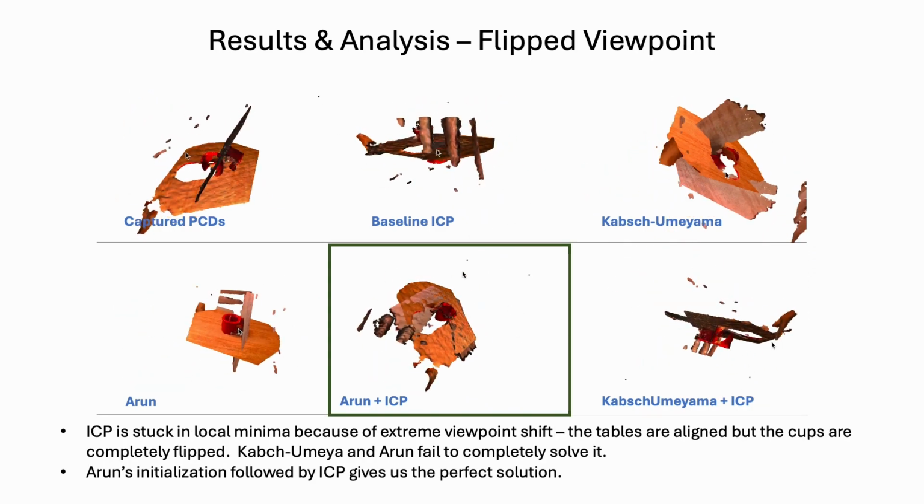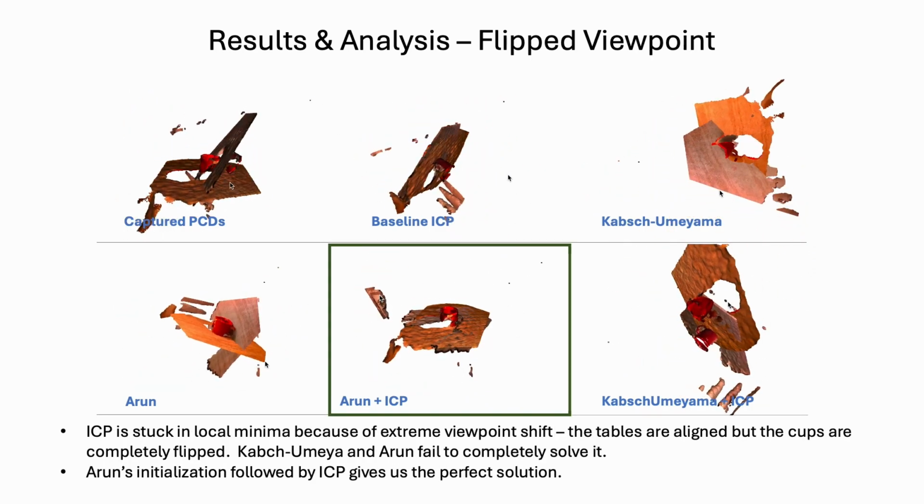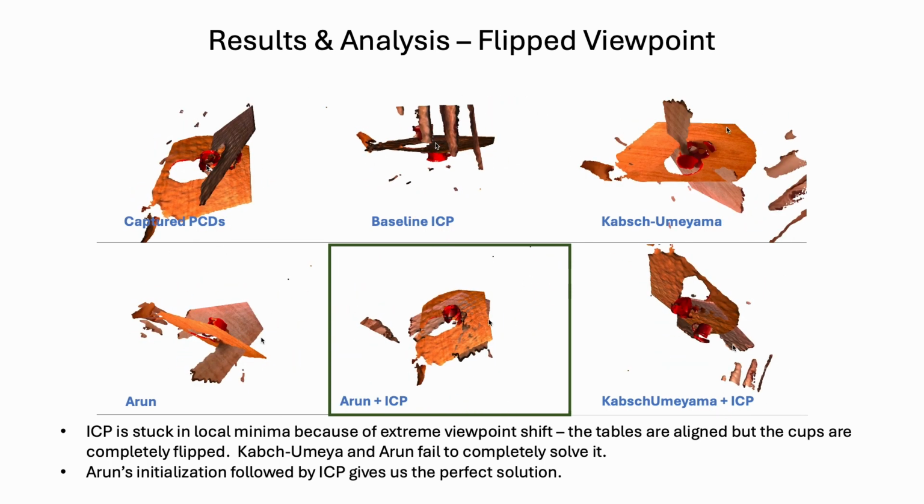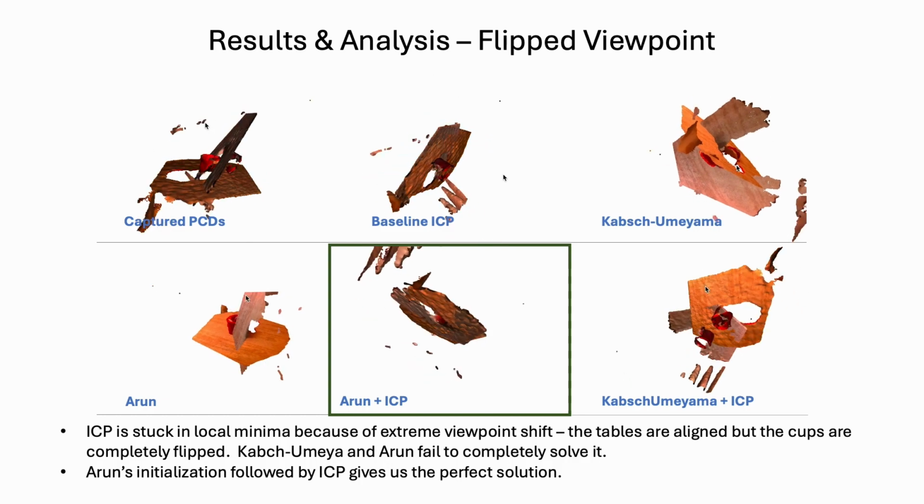ICP is known to primarily suffer in challenging viewpoints. ICP registers the table perfectly, but the cups are completely flipped. Again, Arun's method serves as a great initialization for ICP.